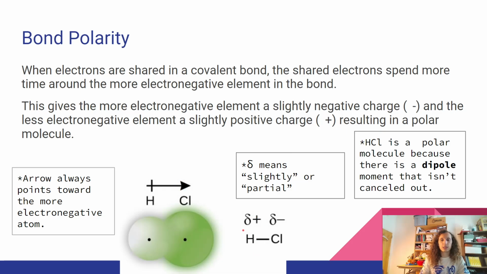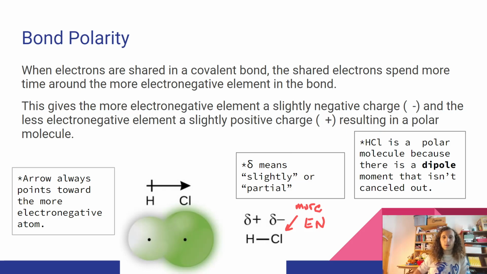I can also indicate it using these lowercase delta signs. So delta positive by hydrogen, delta negative by chlorine. Chlorine gets the negative because it is more electronegative. It is going to hog more of the electrons in bonding closer to it than hydrogen will. And that's what we see in this visual, is that chlorine has this bigger radius with more electron density.